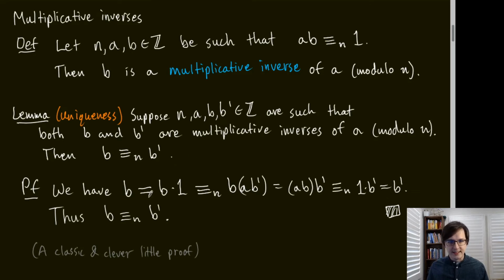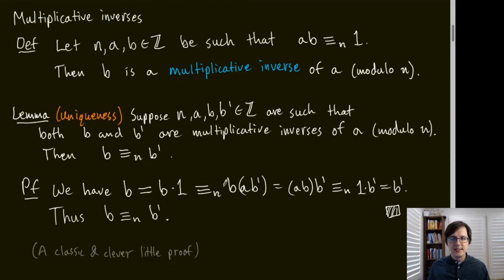So here's the calculation. We start with b, and then we rewrite it as b times 1. Then we substitute in a clever value for 1, and that is a times b prime, because b prime is a multiplicative inverse of a, so we can do that mod n. Then we can reparenthesize this, so it's b times a times b prime, but b is a multiplicative inverse of a, so mod n we can replace it with 1. And 1 times b prime is, of course, just b prime.